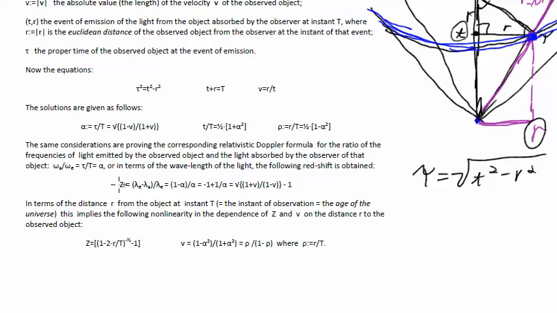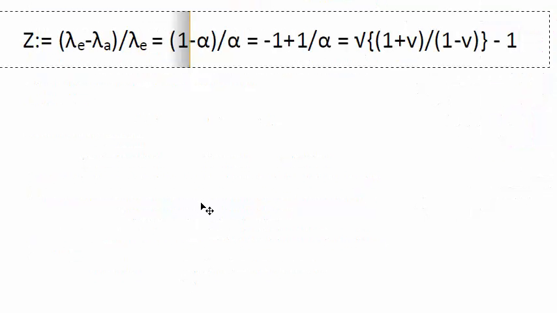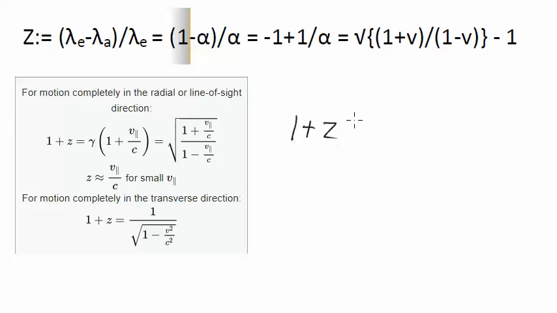Z is the redshift, and in terms of the wavelength, it's lambda emitted divided by lambda, can't even read that, it's too small. Okay, this has some strange highlighting, but here is the expression I'm familiar with. Actually, let me just go out to Wikipedia to find the expression that I am familiar with, which is this one right here. Motion completely in the radial or line of sight direction, 1 plus z. 1 plus z equals, and how did this relate to alpha?